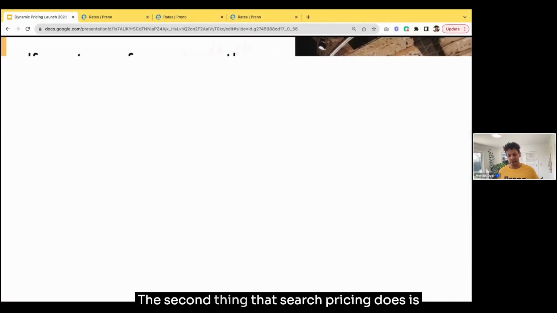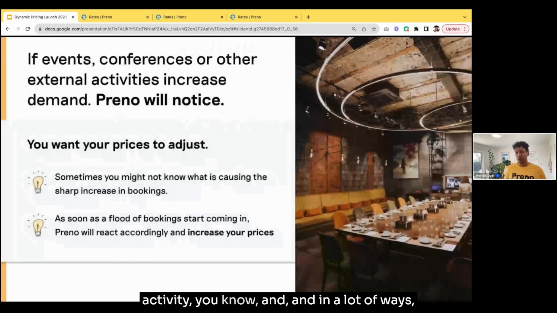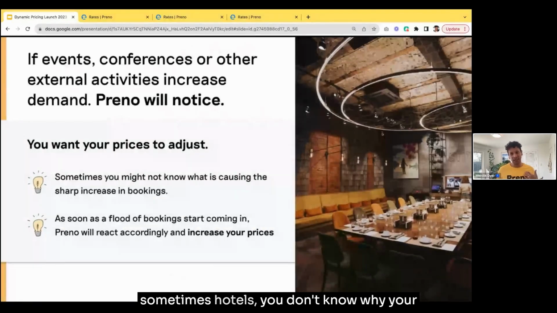The second thing that surge pricing does is, if there's an event or conference or external activity, in a lot of ways, sometimes as a hotel you don't know why your rooms are getting booked out.